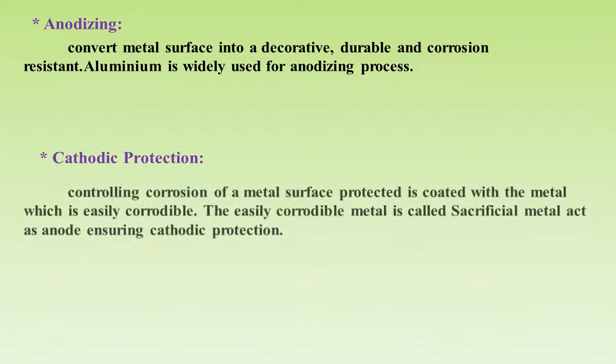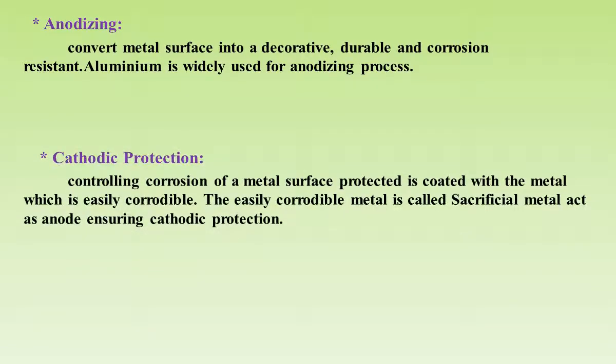And cathodic protection means controlling corrosion of a metal surface. The protected metal is coated with a metal which is easily corrodable. The easily corrodable metal is called sacrificial metal, which acts as an anode, ensuring cathodic protection.